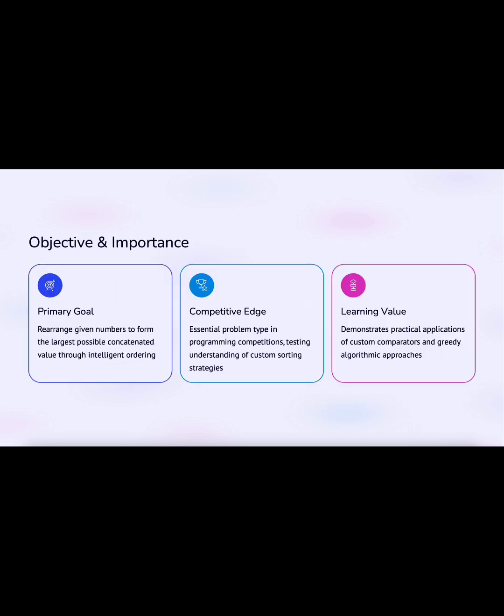So the objective and importance: first, our primary goal is to rearrange the given numbers to form the largest possible concatenated value through intelligent ordering. Second, competitive edge: it is an essential problem type in programming competitions, testing understanding of custom sorting strategies. The learning value is that it demonstrates practical applications of custom comparators and greedy algorithm approaches.